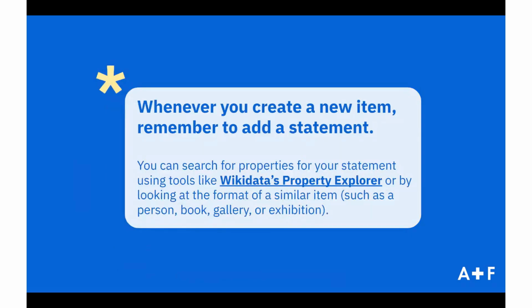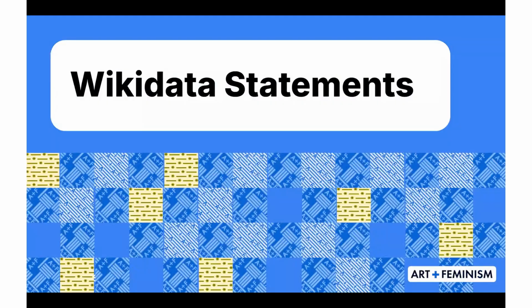After you have created a new item, it is important to add at least one, and preferably a few, statements to the item. This starts the linking to other Wikidata items. If you are unsure what properties to start with, you can look at other Wikidata items for examples, or use tools like the Wikidata Property Explorer to see what properties exist. Statements on Wikidata are how you describe the item.